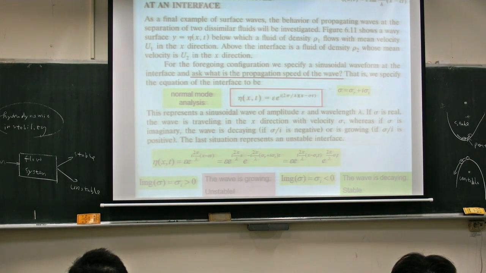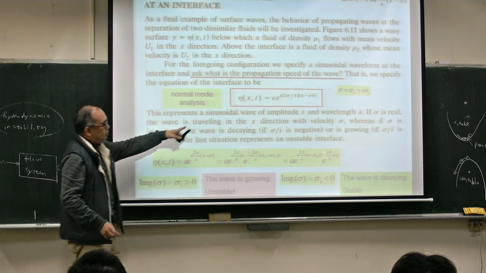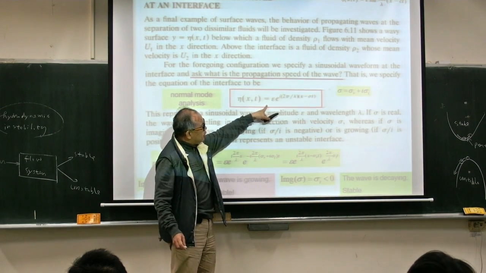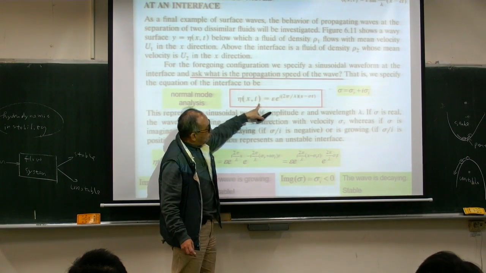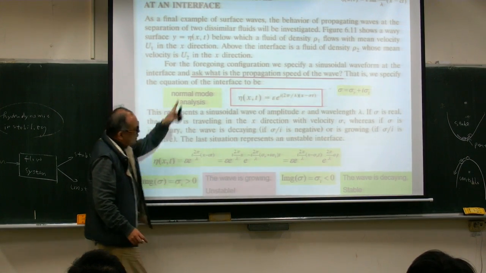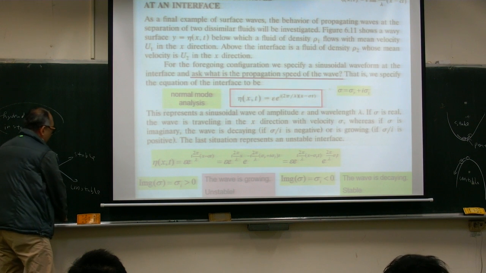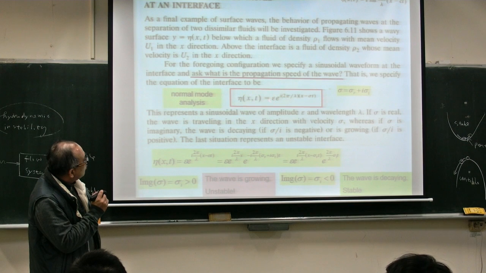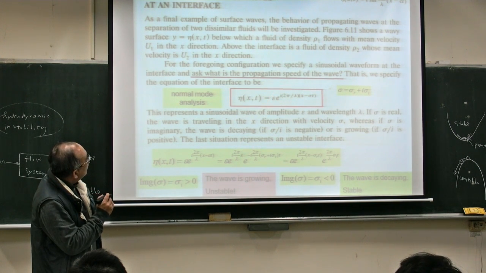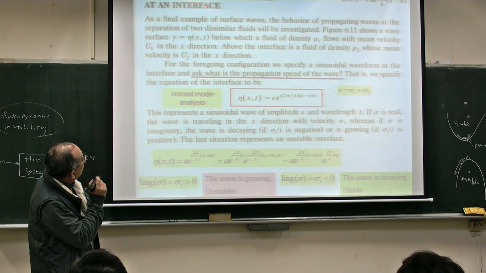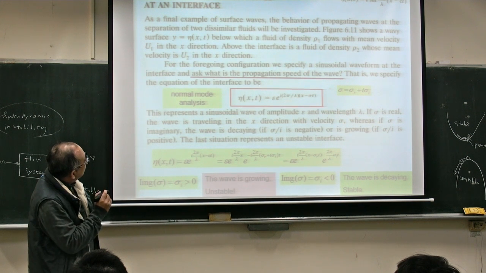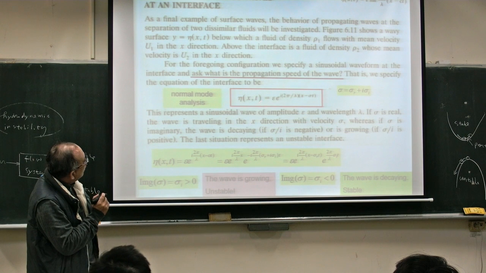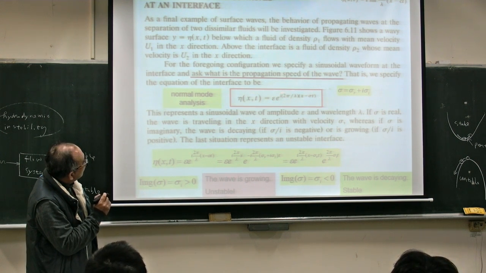So we try to input a small perturbation into the system. And how do you describe a small perturbation? One way to introduce a perturbation for this physical problem is to introduce a small amplitude wave. This epsilon is a very small amplitude, and we introduce it at the interface.